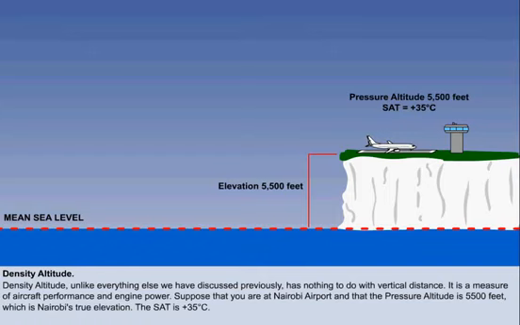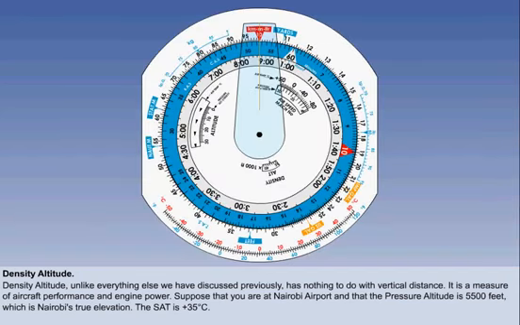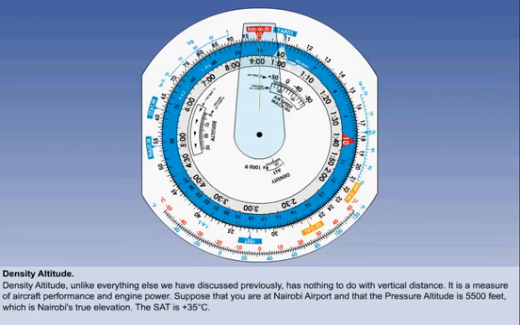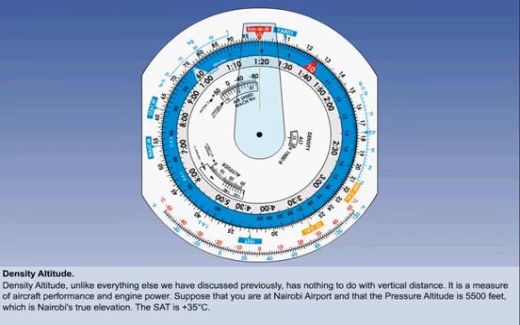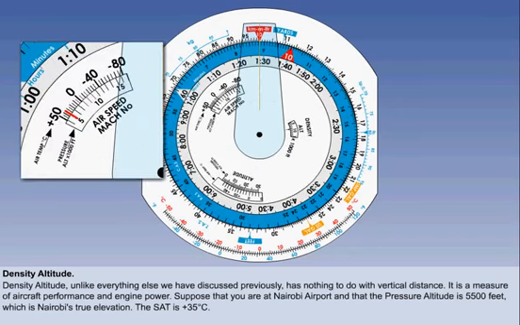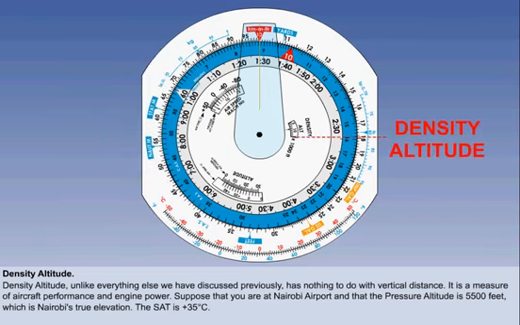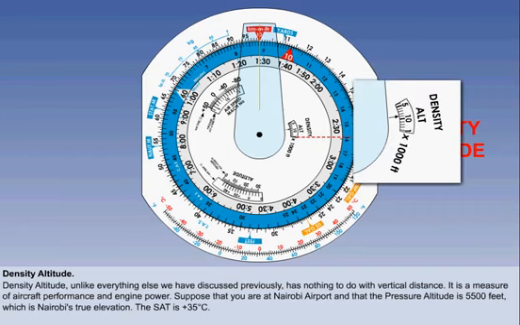Nairobi is on the equator. One way of finding the density altitude is by use of the navigation computer. We start with the airspeed window. Set 5,500 feet against plus 35. Here it is, slightly magnified. Now, without moving anything, look in the density altitude window. Here it is again, magnified as before. You can see that it indicates just above 9,000 feet. This is your density altitude.